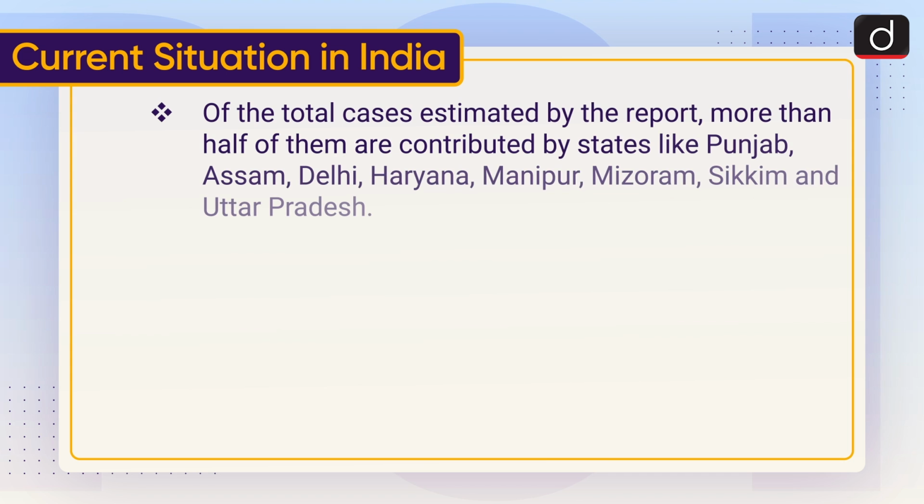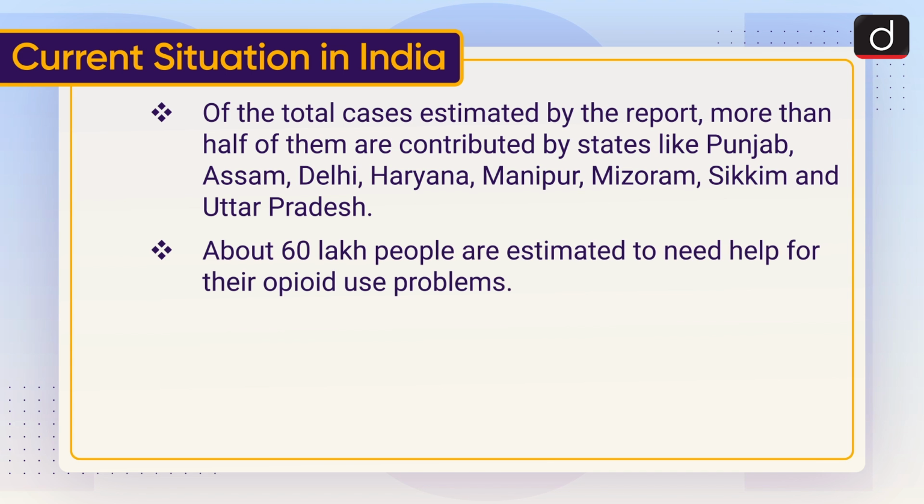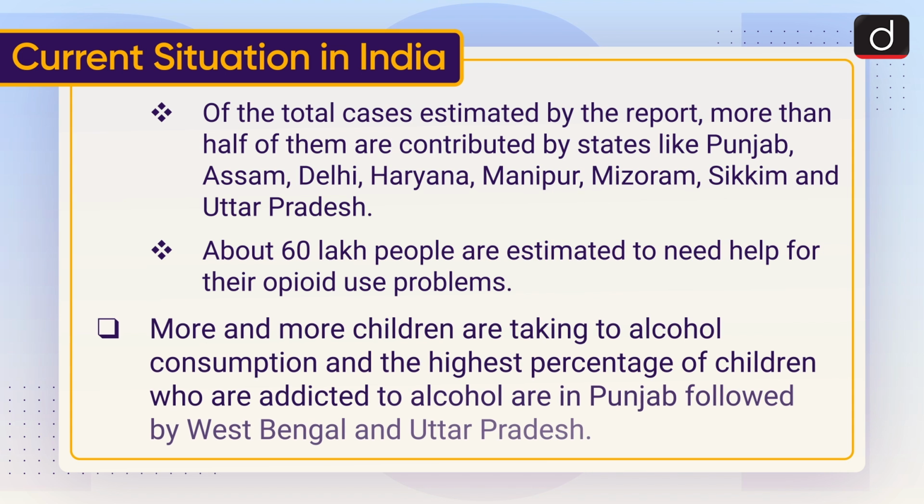Of the total cases estimated by the report, more than half of them are contributed by states like Punjab, Assam, Delhi, Haryana, Manipur, Mizoram, Sikkim, and Uttar Pradesh. About 60 lakh people are estimated to need help for their opioid use problems. More and more children are taking to alcohol consumption, and the highest percentage of children who are addicted to alcohol are in Punjab, followed by West Bengal and Uttar Pradesh.